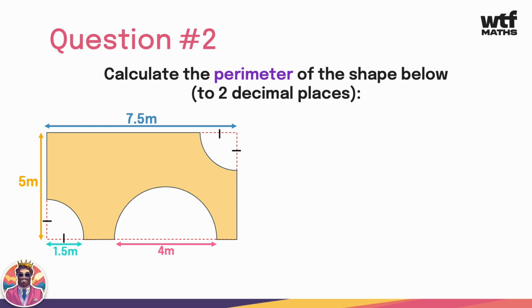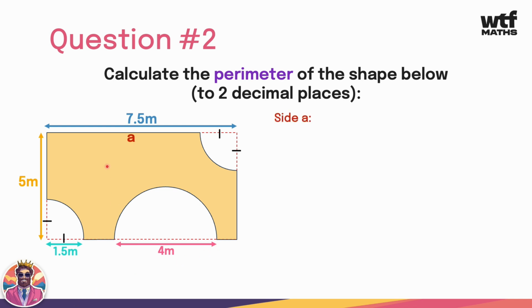Okay, we've been asked to calculate the perimeter of the shape below to 2 decimal places. So, there's a lot going on here. First of all, it looks like we have a giant rectangle, but it's had what appears to be a quarter circle cut out of it here, a quarter circle cut out of it here, and a half a circle cut out of it here. So, if we're going to find the perimeter of the shape, I suggest we break it into smaller sections.